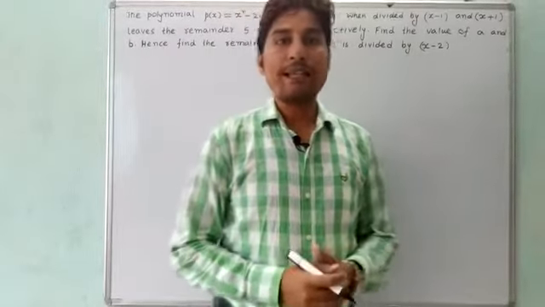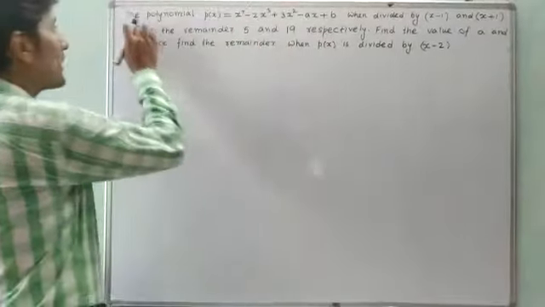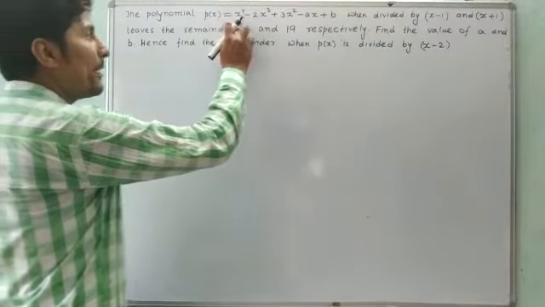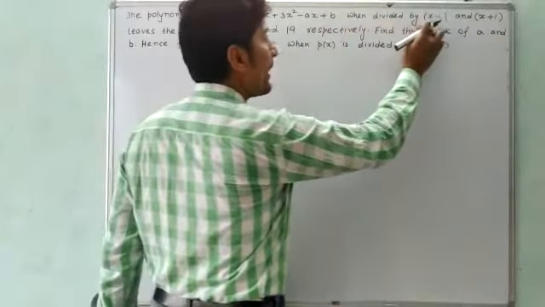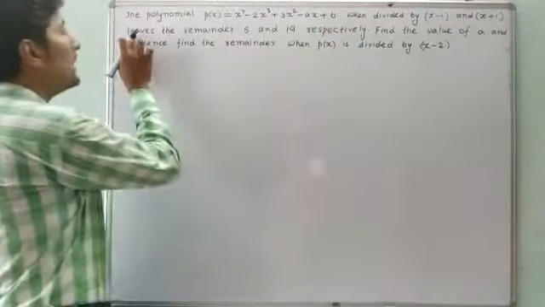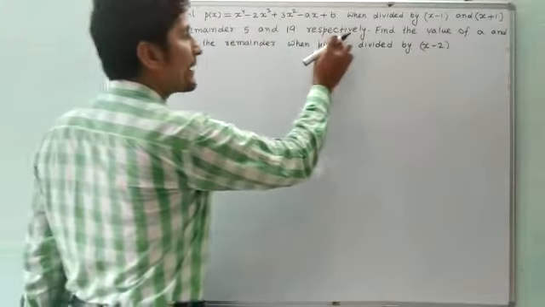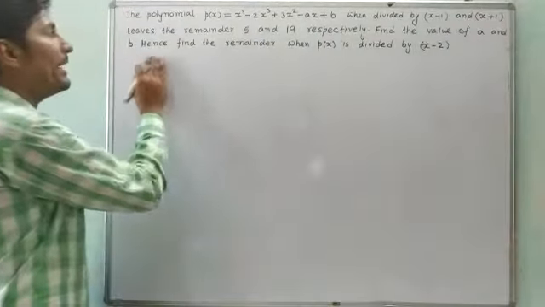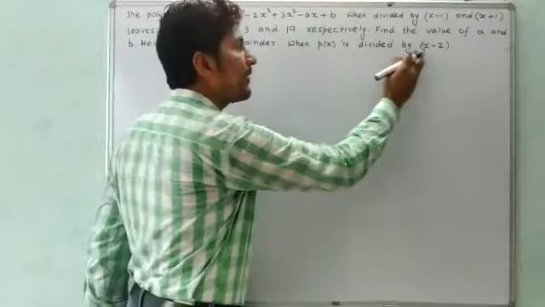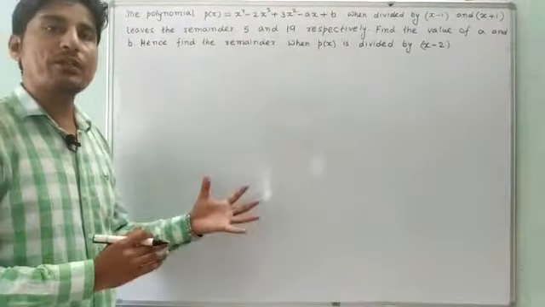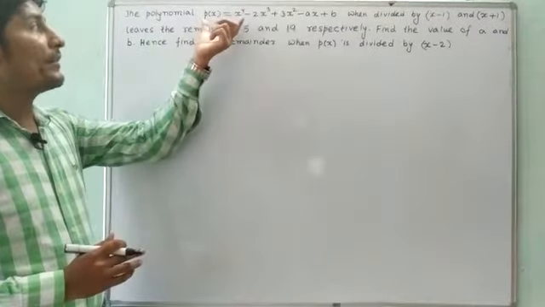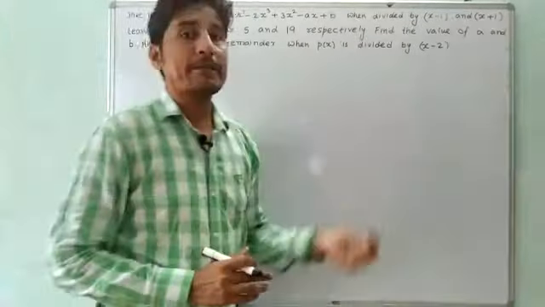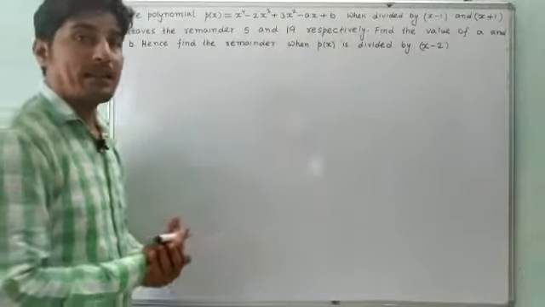Question number 14 of exercise 2C. Let us see the question first. The polynomial p(x) = x⁴ − 2x³ + bx² − ax + b, when divided by x − 1 and x + 1, leaves the remainder 5 and 19 respectively. Find the value of a and b, hence find the remainder when p(x) is divided by x − 2. So in this question it is given that when we divide polynomial p(x) by x − 1, we get 5 as the remainder, and when we divide the same polynomial p(x) by x + 1, we get 19 as the remainder.